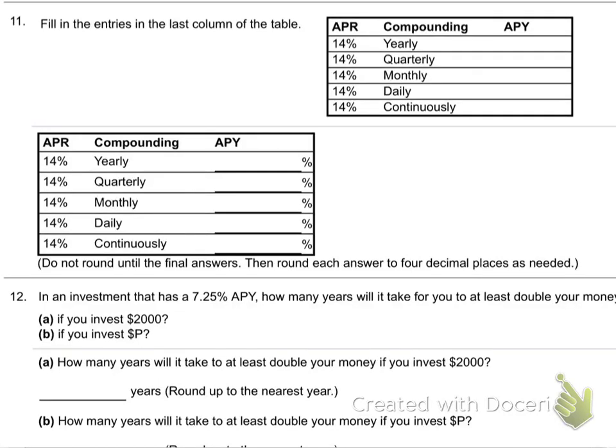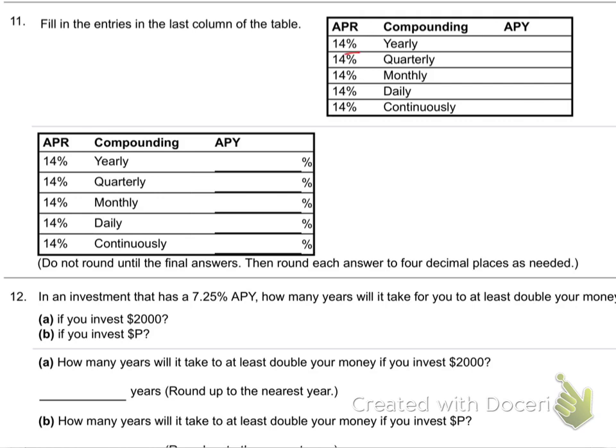Number 11. We're talking about compounding and annual percentage yield. So APY is annual percentage yield. What we want to do is be able to compare loans. I know I skipped number 10. 11 will cover 10. 11 is all of 10 and more. So let's do 11 and we will have done 10 really. So what we're looking for here is how do you compare loans? Like if you're looking to get a loan or invest, either way, it's the same, two sides of the same coin.